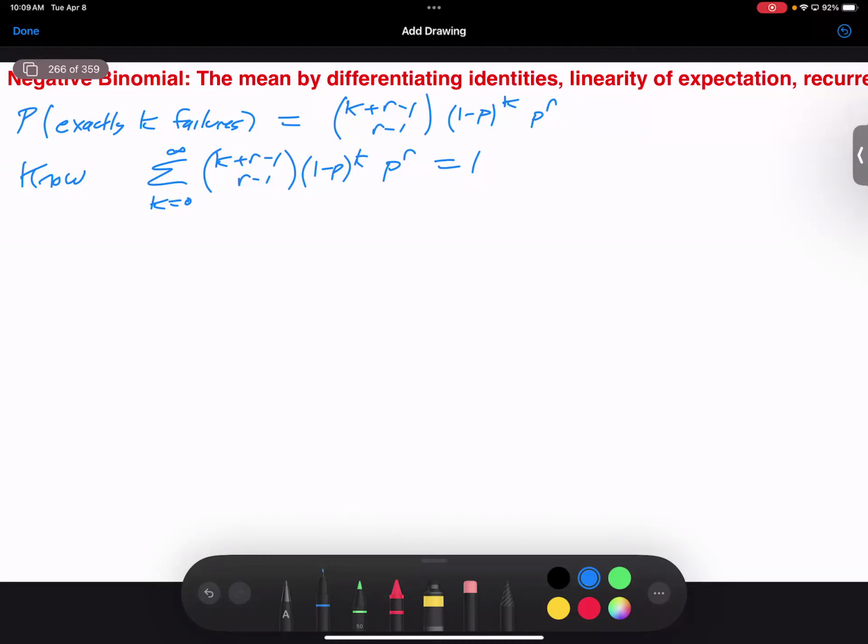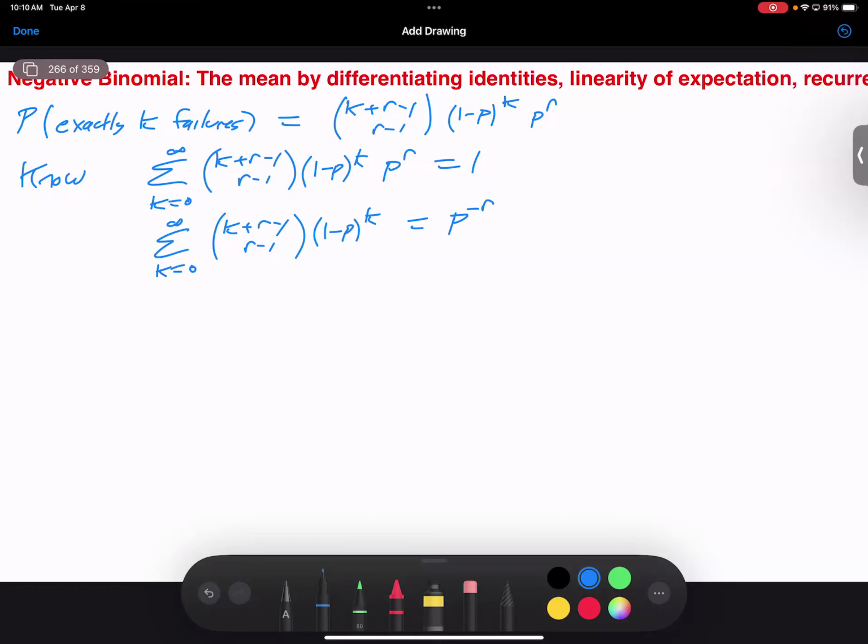No one wants to use the product rule. So what we're going to do is, this is the same as the sum, K goes from 0 to infinity, of K plus R minus 1, choose R minus 1, 1 minus P to the K equals P to the negative R. Let me move it over to the other side. I'll differentiate and then I'll bring it back. And this way I'll avoid having to use the product rule. It just makes my life easier. So much of math is about making your life easier, finding a good way for the algebra. This is why I'm really spending time today highlighting this in excruciating detail.